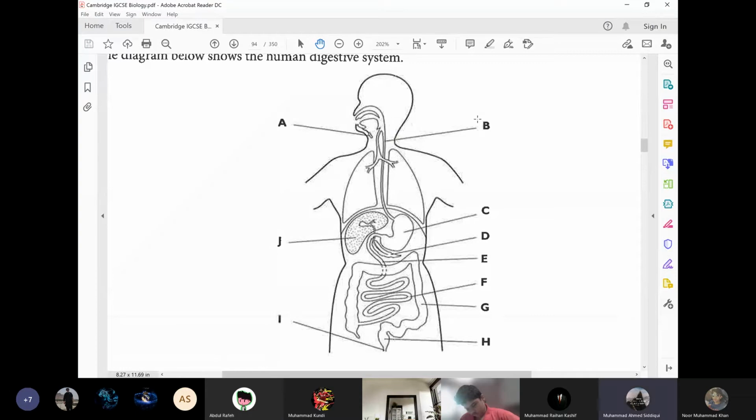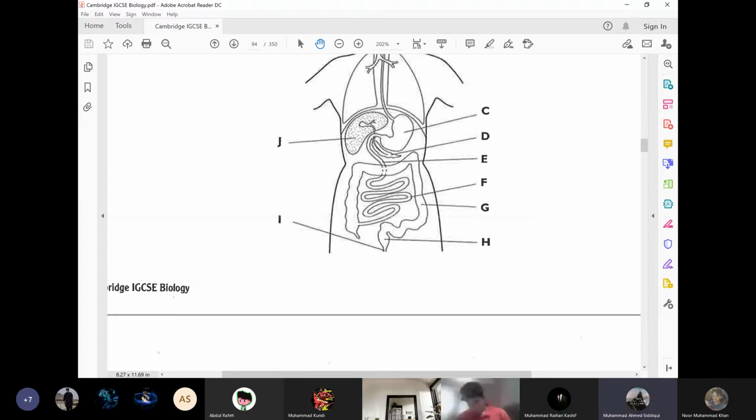F? Ileum. Jejunum. Because it is in the middle part, right? Ileum is the last part. Okay, boys? So F is jejunum. G is what? Colon. Large intestine. Okay, you can simply write down large intestine. H is rectum, I is anus, and J is liver. Okay, boys? Yes, sir.